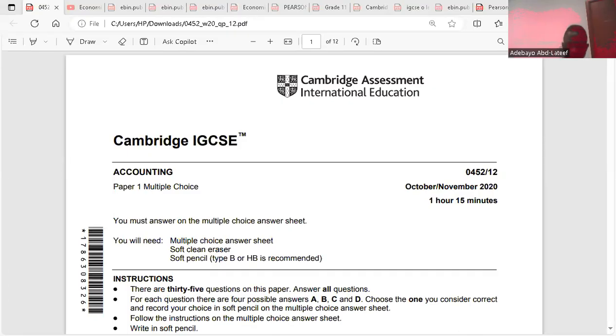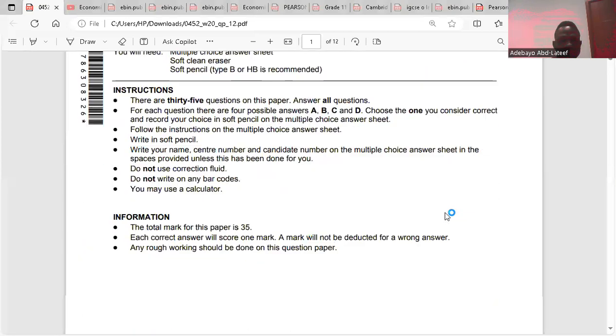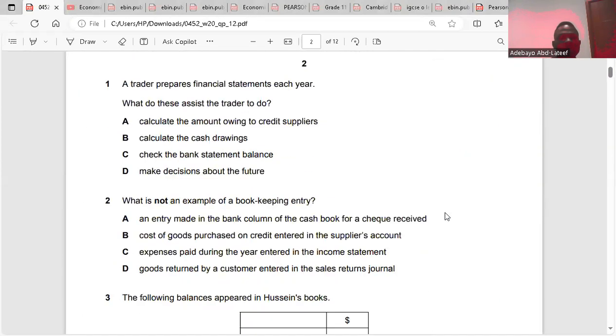So we'll go to accounting, paper 1 of 2, 2020, October, November. Question 1. A trader prepares financial statements each year. What do these assist the trader to do? To make decisions about the future. That's clear. Question 1 is D.